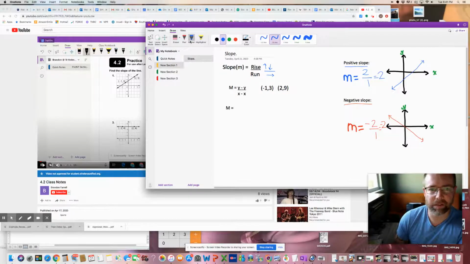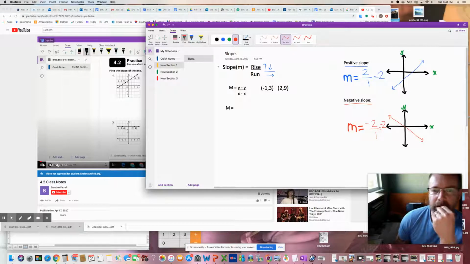Now we have two points, and we have our formula. Now remember, in an ordered pair, the x is the number on the left, so I'm going to label the x's here. And the second number in the pair is the y. Okay. So we have an x and a y, and an x and a y.